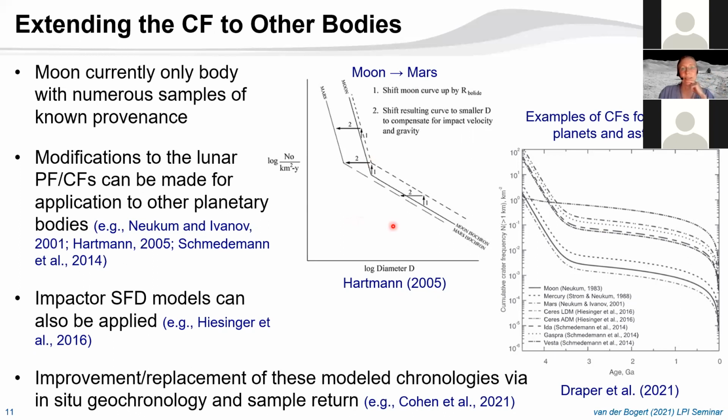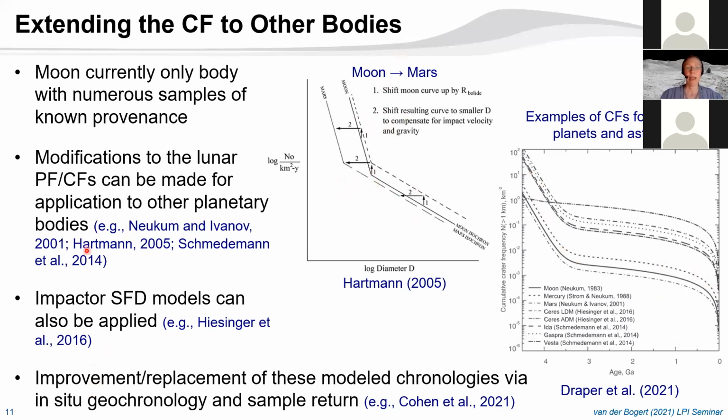And so here I show an example of how to make the conversion from the moon to Mars. Basically, here is the moon in the solid line. And then for Mars, you have to shift the curve up because of the greater number of impactors at Mars, but then you shift it over to the left because the impact velocity is lower and the gravity is higher on Mars. And so you can do this same kind of modification to the lunar chronology function for many other asteroids and planets. Okay, and so that's the way that you would take the lunar chronology function and apply it to other bodies.